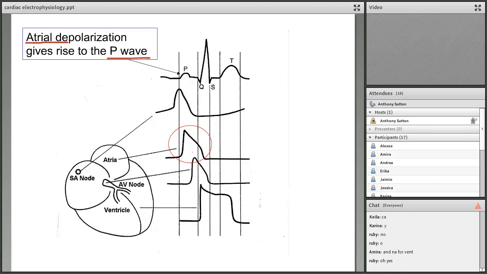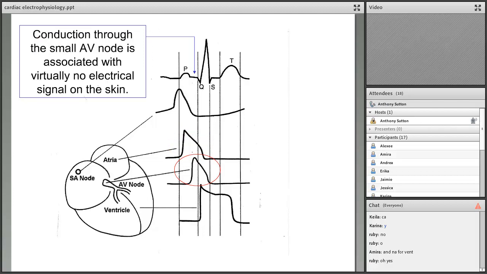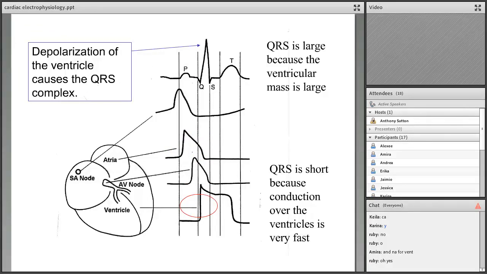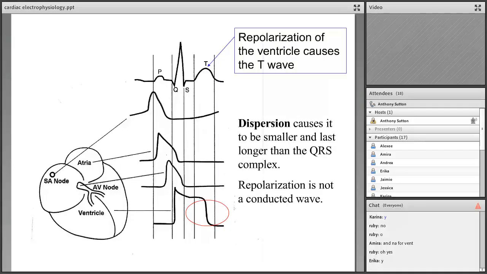So let's keep going. When the P wave is shown, that means that the atria are depolarizing. Now let's skip this, the QRS. When your QRS is shown, that means that the ventricles are depolarizing. Everybody see that? But guess what? What about the T wave? The T wave is when the ventricles are repolarizing.